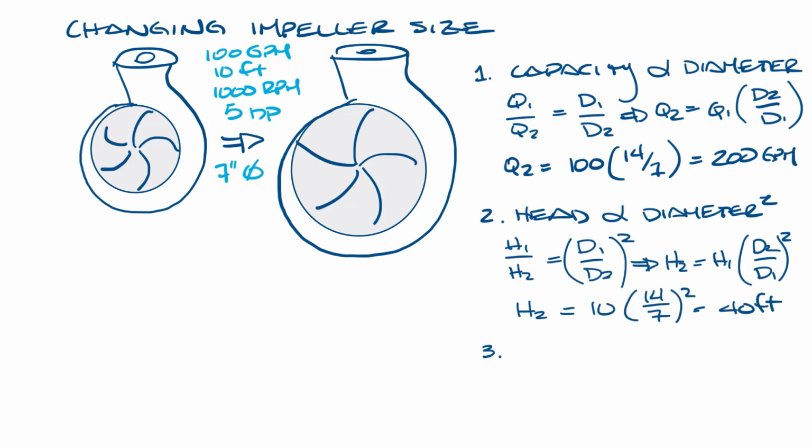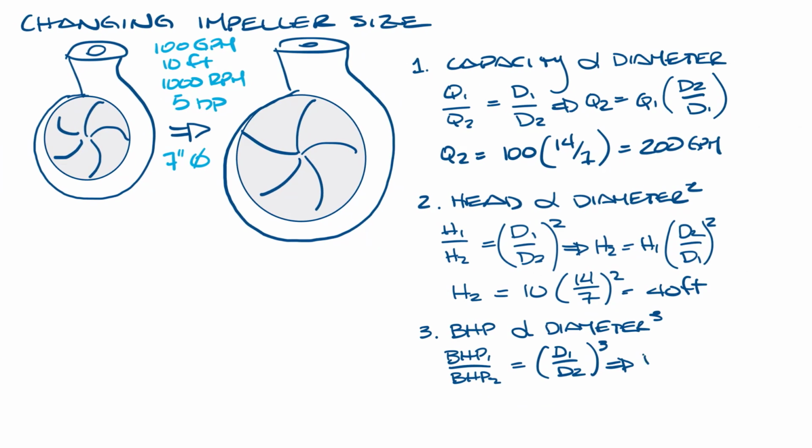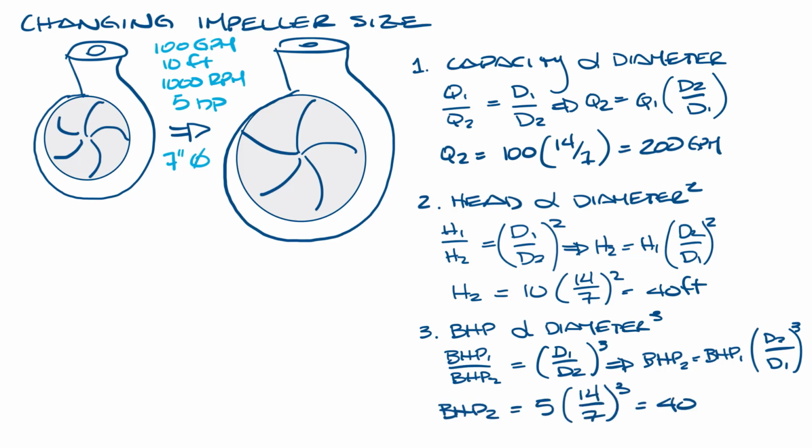And then the third law is that the brake horsepower is proportional to the diameter cubed. So brake horsepower 1 divided by brake horsepower 2 equals the cube of diameter 1 divided by diameter 2. Again, we can write that as brake horsepower 2 equals brake horsepower 1 times the cube of D2 over D1. And when we plug in our numbers, we get 40 horsepower again.